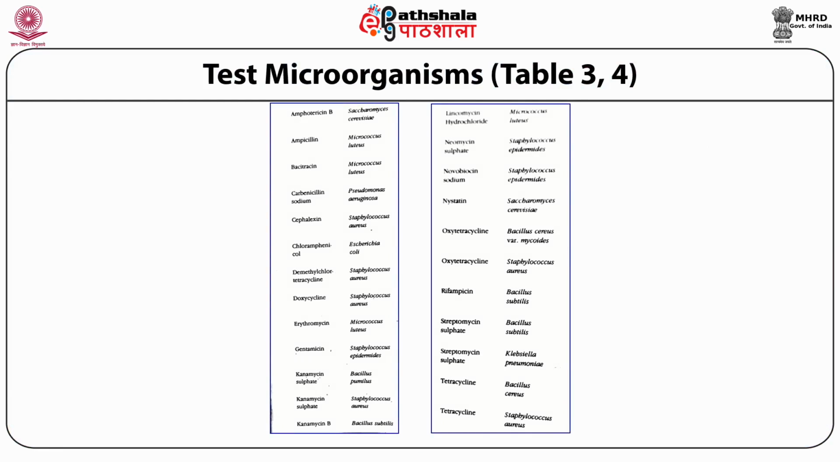Test microorganisms. Test microorganisms are specific for specific antibiotic assay. You can see tables number 3 and 4 that show the different antibiotics and specific microorganisms. These microorganisms are obtained from different culture banks, specified culture banks as per the pharmacopoeia. Most commonly, the microbes are obtained from the American Type Culture Collection, or ATCC.